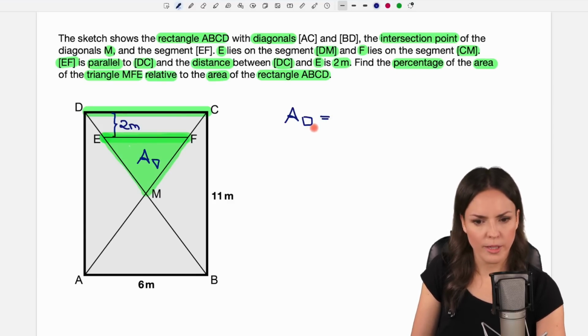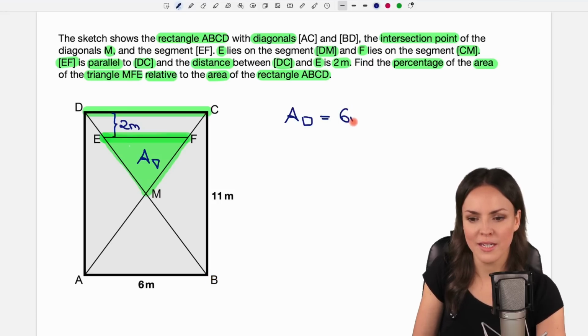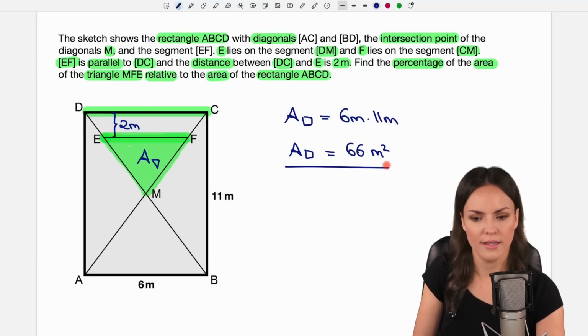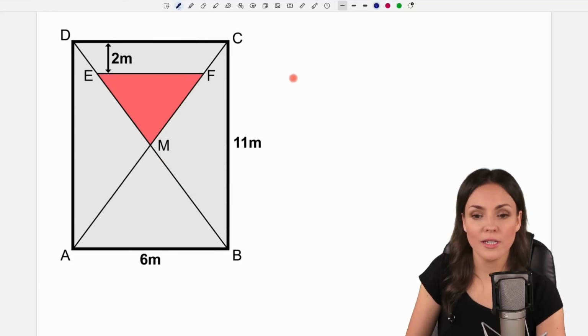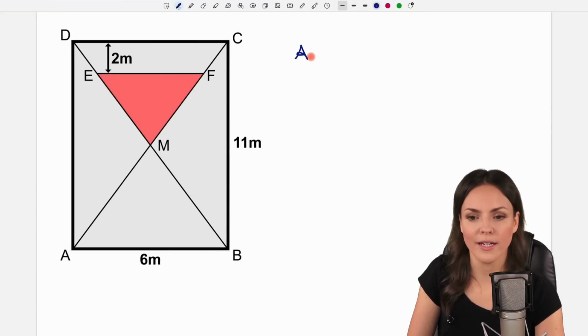The area of the rectangle, we can find it immediately because we know the length of these sides here. So it's 6 meters times 11 meters for this area, which equals 66 square meters for the area of our rectangle. Okay, we have this already. So now we only need the area of our triangle. So let's go to another page and try to find the area of our triangle.